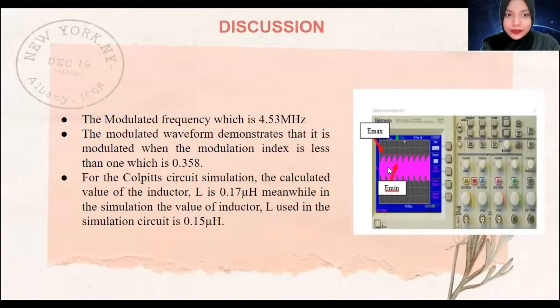For the discussion, the modulated frequency that we got in the simulation is 4.53 megahertz, which is almost the same as the carrier frequency. Next, the modulated waveform is demonstrated, and the modulation index is less than 1. We got 0.358. Then for the complete circuit simulation, the calculated and simulated values are different. The calculated value we got is 0.17 microhenry, while the simulation value that we use in the simulation circuit is 0.15 micro.